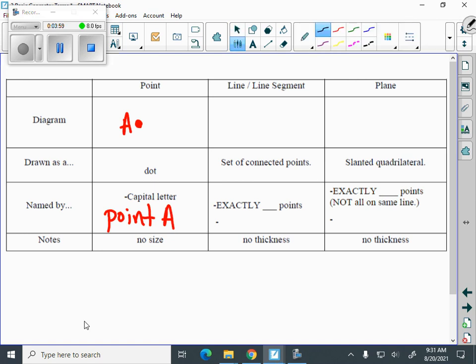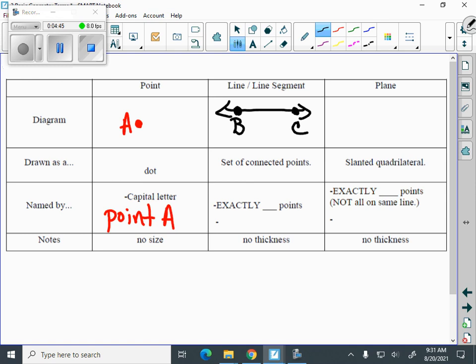A line, well, a line looks like a line with two arrows in it. And then typically what happens is we have 2 points that name that line. So we can say like BC here. It's a set of connected points, but again, go back to the definition here for a minute. It's infinitely many points. We can never count how many points are on that line because it continues on in either direction forever and ever.